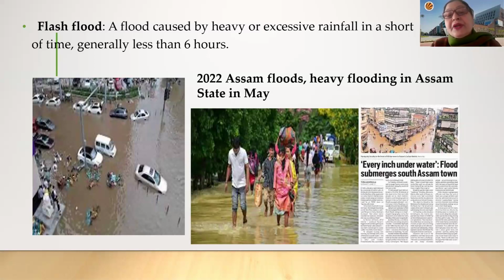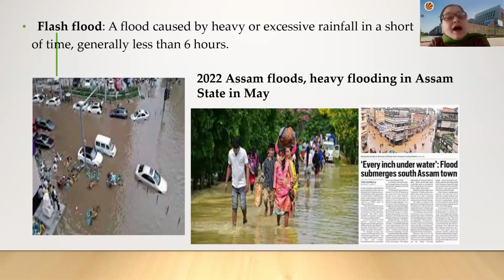In 2022, there were floods in Assam, and heavy flooding in Assam occurred in the month of May. Every inch, as the newspaper cuttings said, was underwater. The flood submerged South Assam. So it is a very devastating disaster.